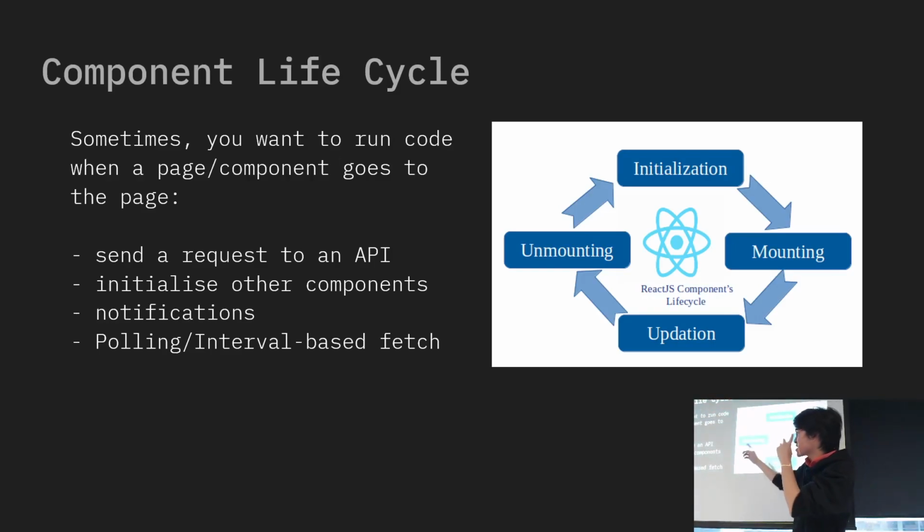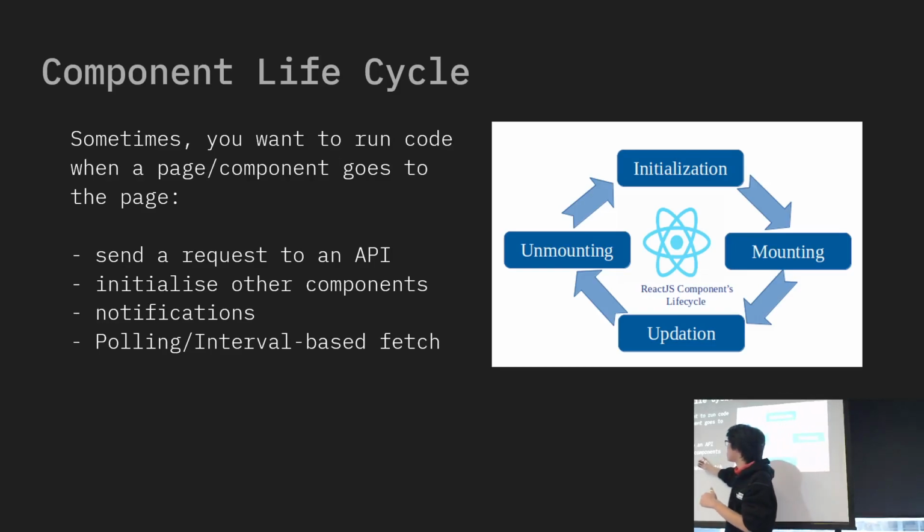So I send a request to an API. I could send a request to an API, but there's more use for this one. The type of code that I want to run at the start of a certain page, or if a certain component is rendered, I could do a lot of things. I could initialize other components. I could send notifications.